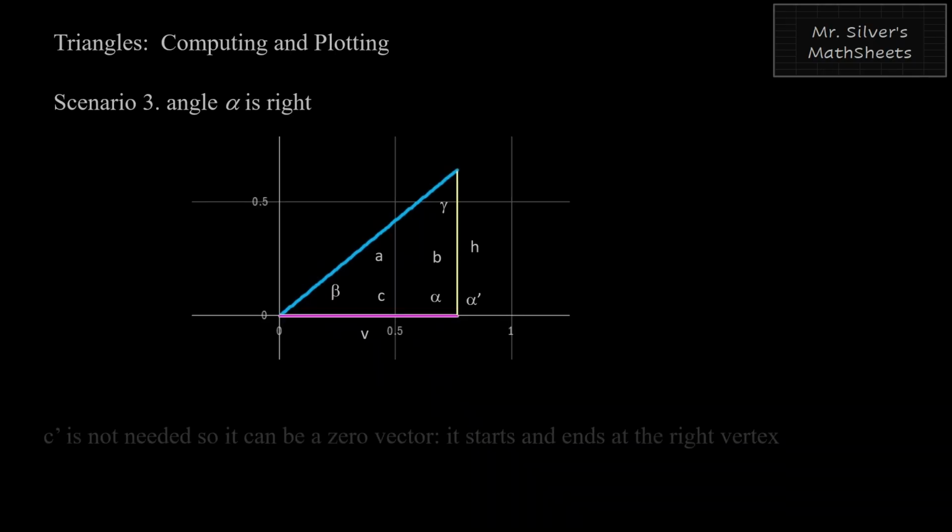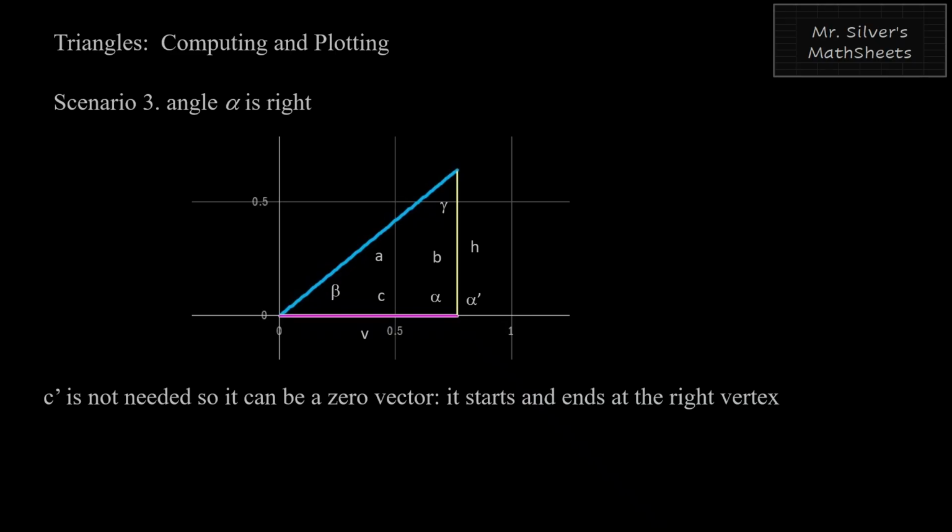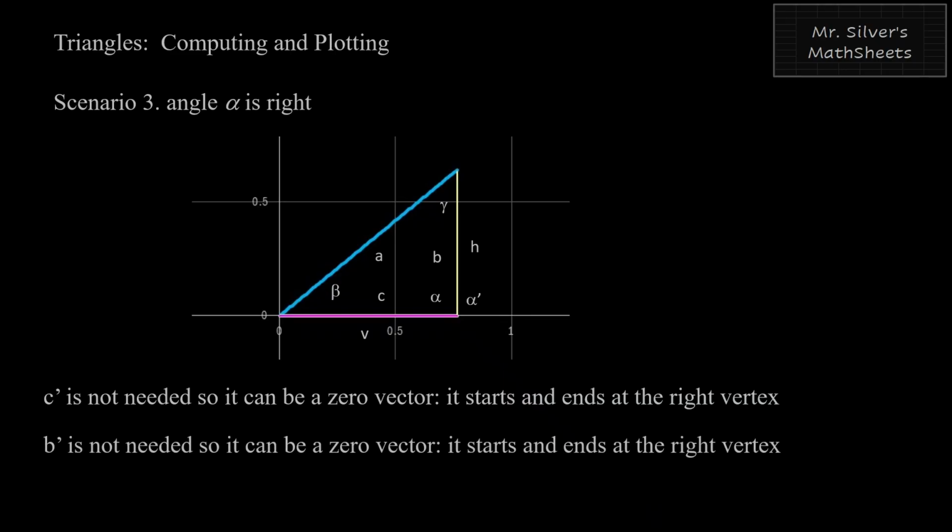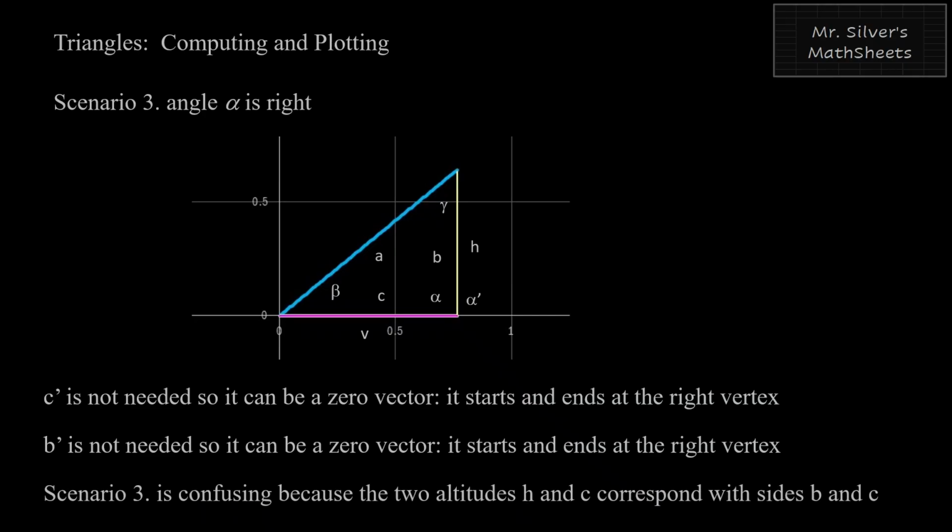Now this scenario with a right angle, C prime is not needed. And therefore it starts and ends at the right vertex. B prime similarly is not needed. It starts and ends at the right vertex. So, this scenario is just kind of confusing because, as you can see, V just corresponds with C completely, can't even see it. Similarly, H corresponds with B.